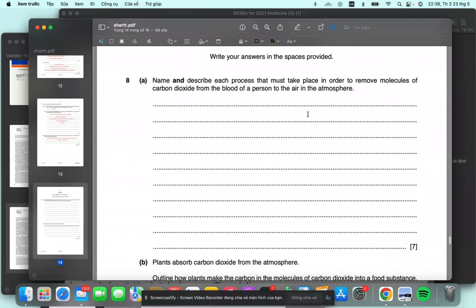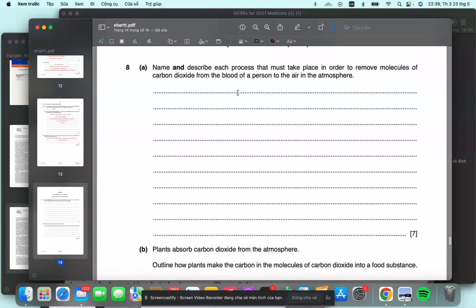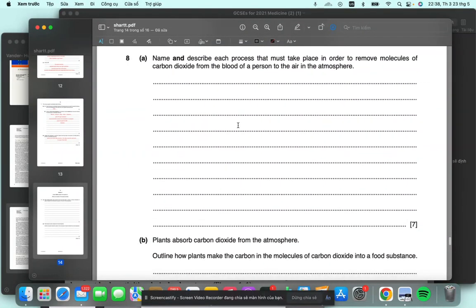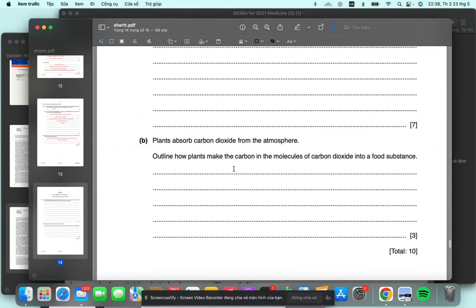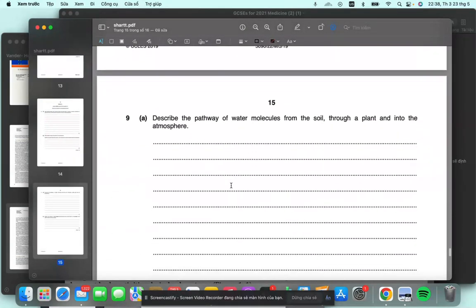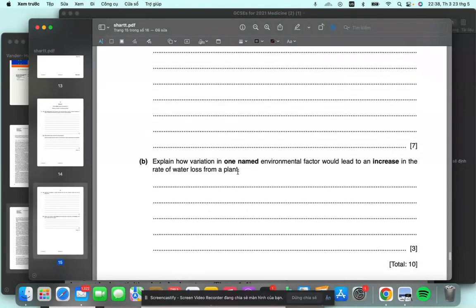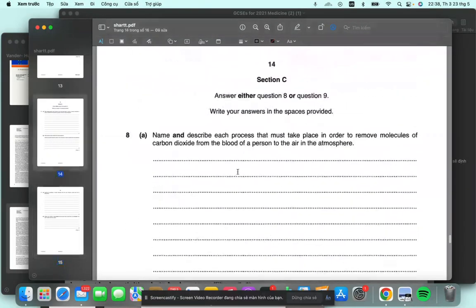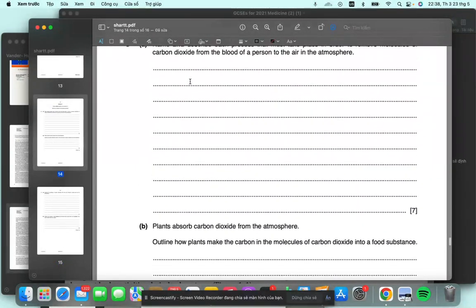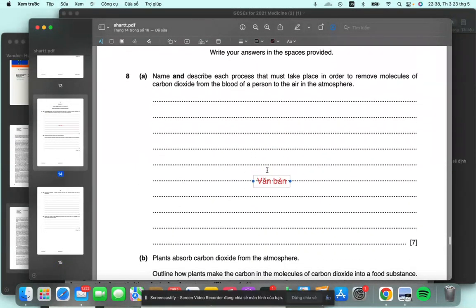Either question 8 or question 9. Describe the process of how the plant absorbs water molecules. Okay, so for this section, we're going to answer both questions, and in the real exam you could choose. Remove molecules from the blood of a person via air fluids.